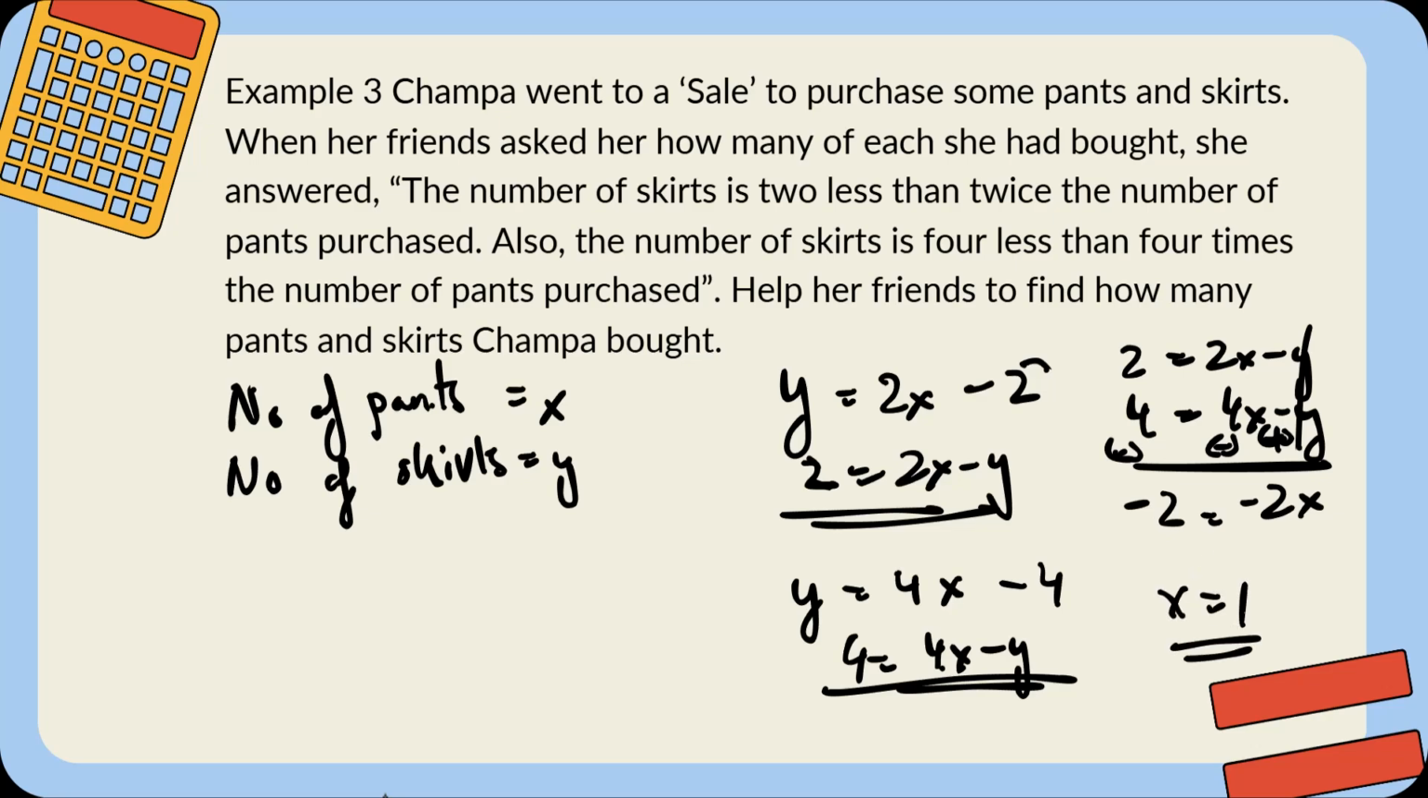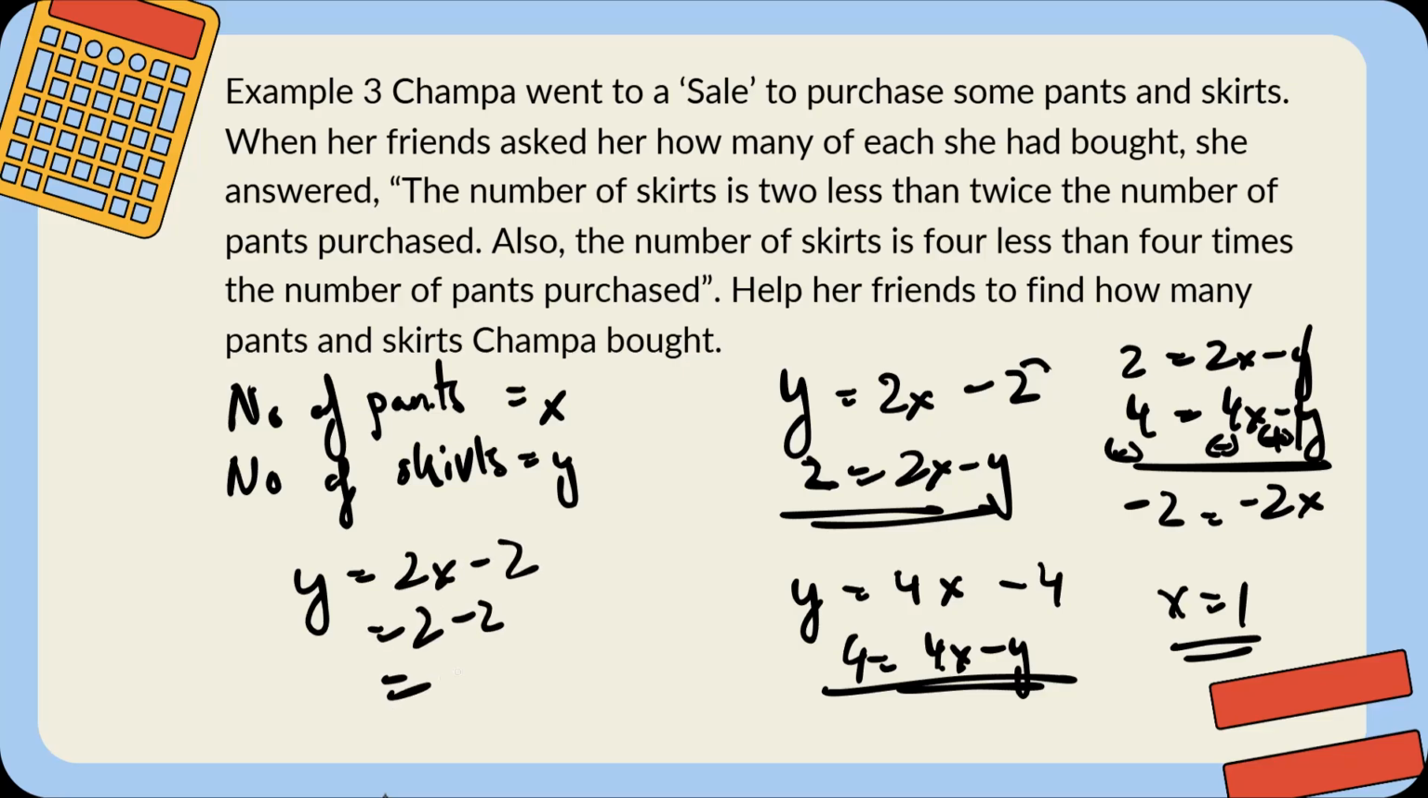If x is 1, that means how many pants, x is what? Pants, yeah. So how many pants does Chamba buy? 1. What is y? So let's substitute and find what is y. Y is equal to 2x minus 2, right? So 2 into x is 1, so 2 minus 2 is 0.